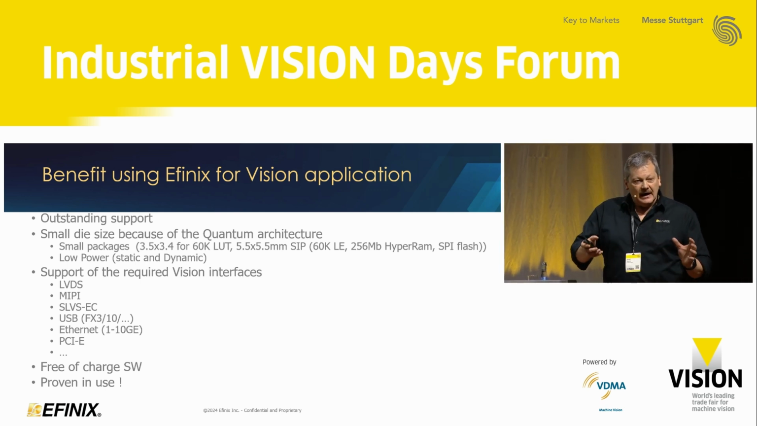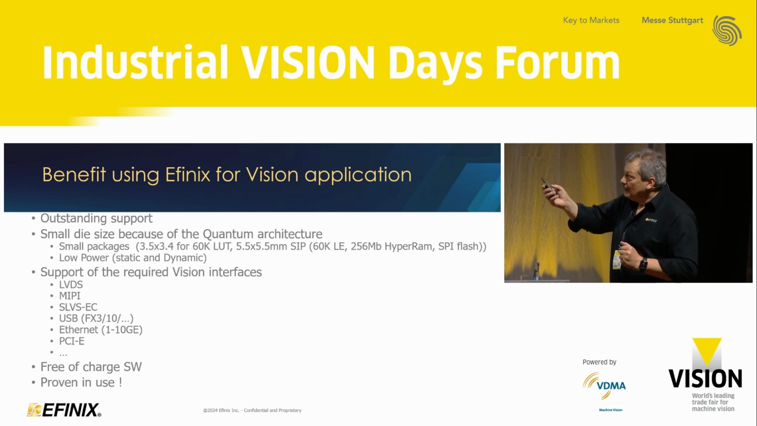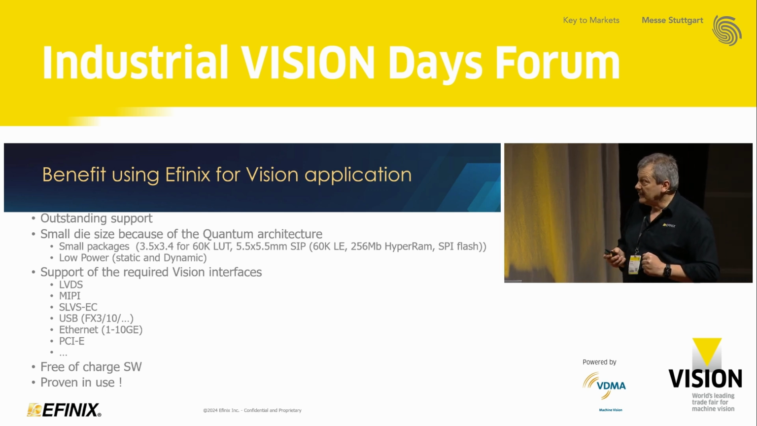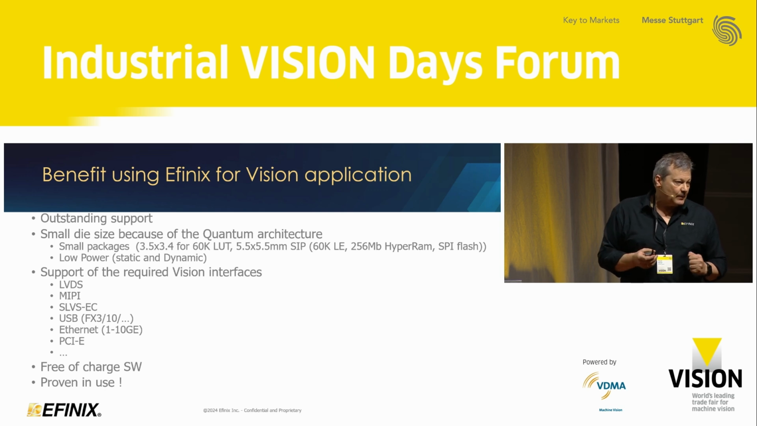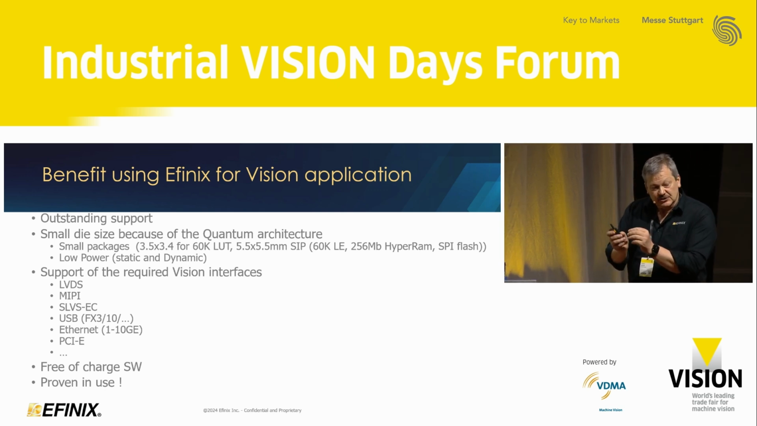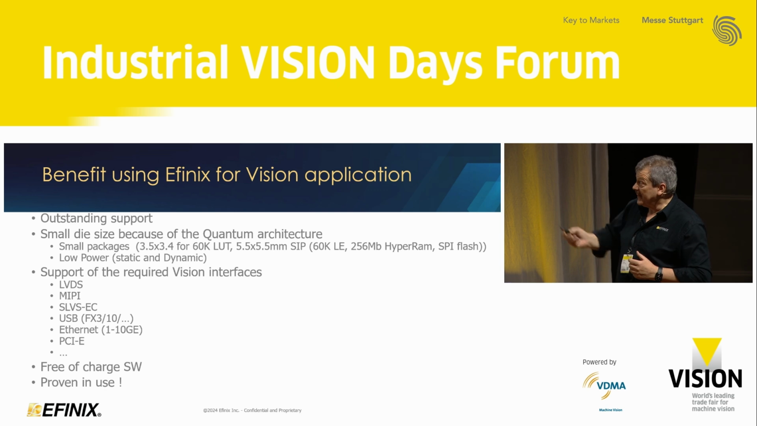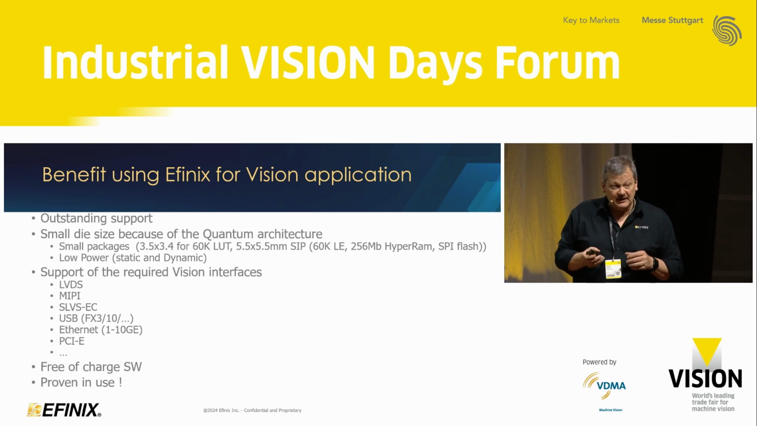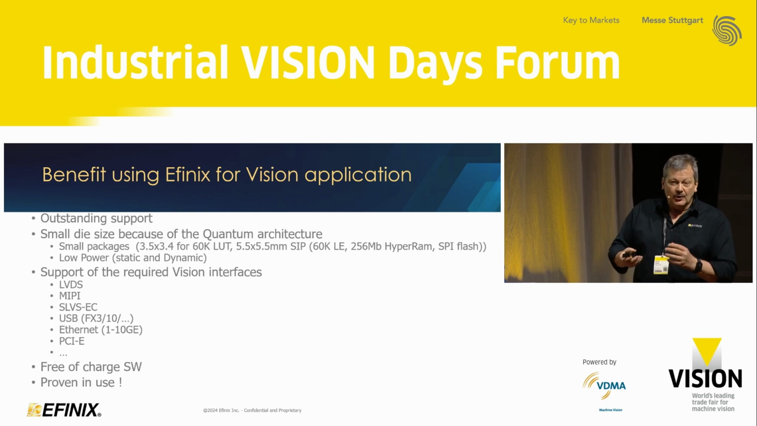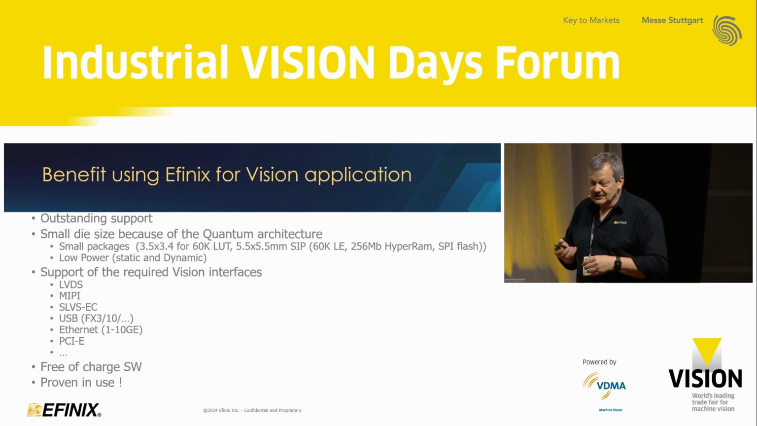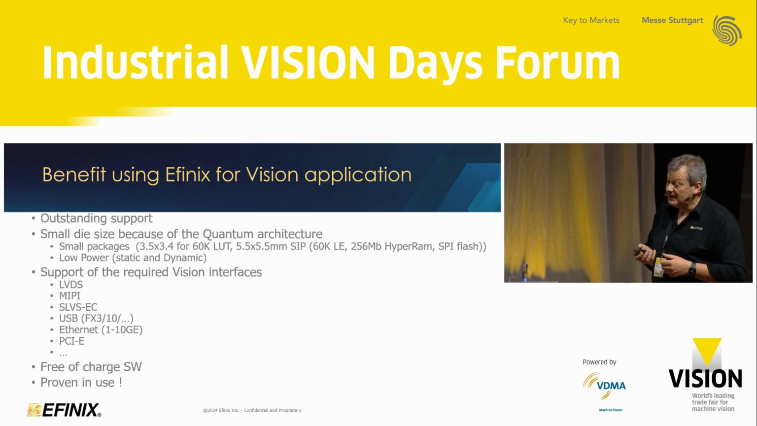Because of our architecture, the Quantum architecture, we are able to make really small die sizes in our FPGAs. For example, a package of 3.5 by 3.4 millimeter with 60,000 logic elements. Try to find this somewhere else. And at the same time, if you have such a small die, you must be able to have low power, because otherwise you will not get the heat out of the system. And then the package I already mentioned, the 5.5 by 5.5 millimeter system in package, is also only possible if you have small die sizes and low power consumption. Otherwise, the package would burn out because you have additional power consumption from the SPI flash, from the HyperRAM, and then the 60,000 logic elements.